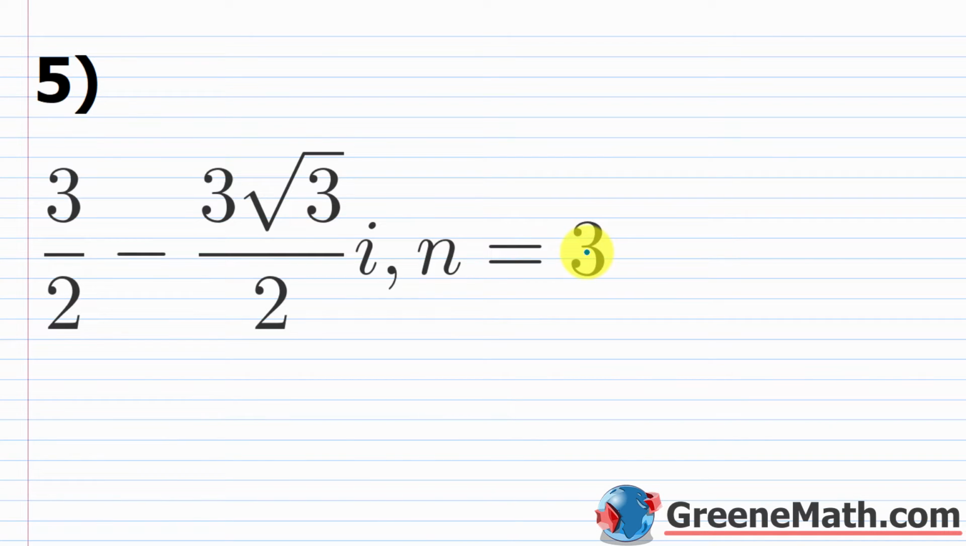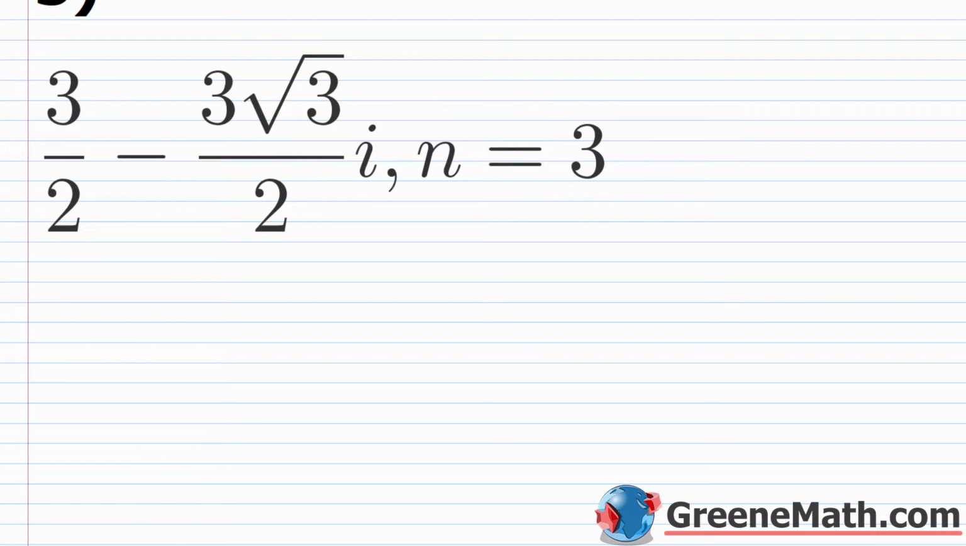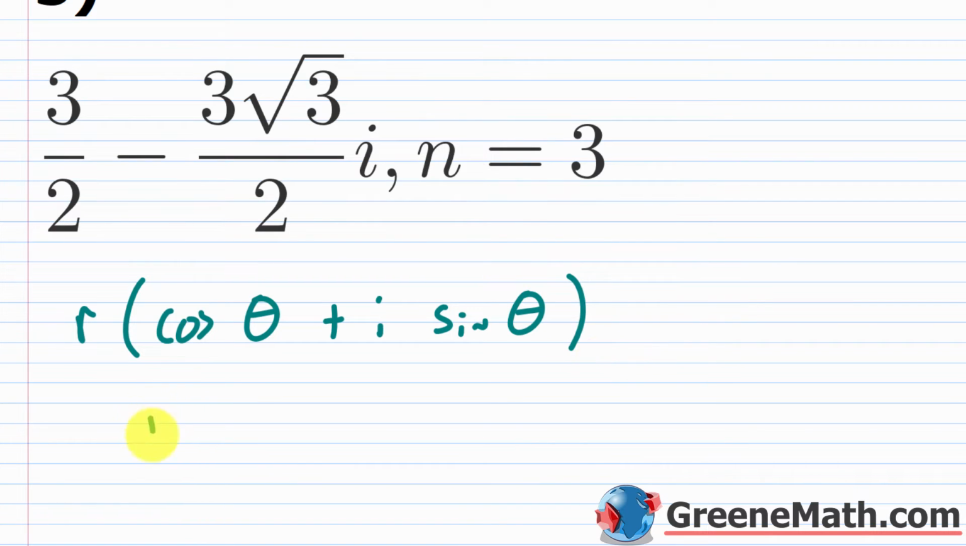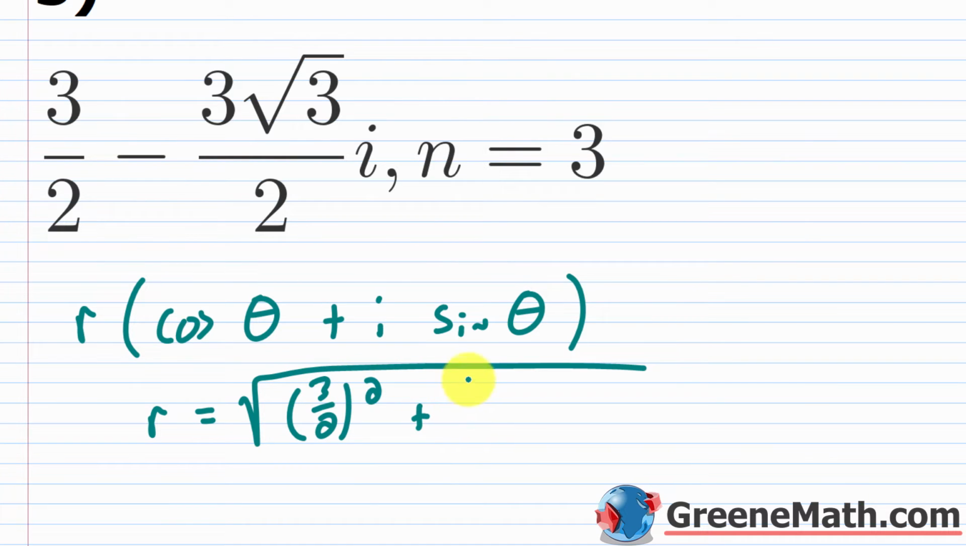So we want to find the 3 cube roots of this number. So what you first want to do is put this into polar form. So let's do that real quick. Again, this is r times the quantity, cosine of theta, plus I times the sine of theta. So what is my r? Well, this is the principal square root of, you're going to have 3 halves being squared, plus you're going to have this negative 3 times square root of 3 over 2 being squared.